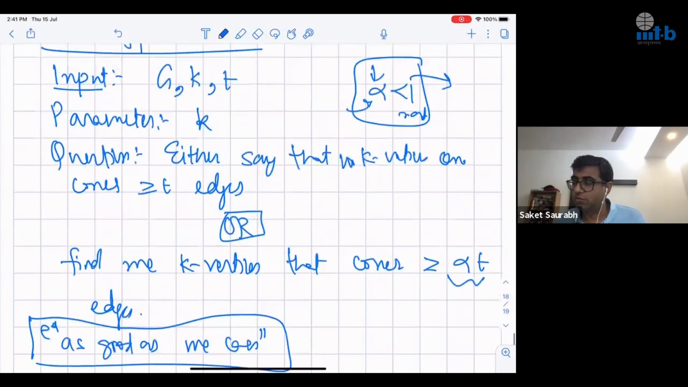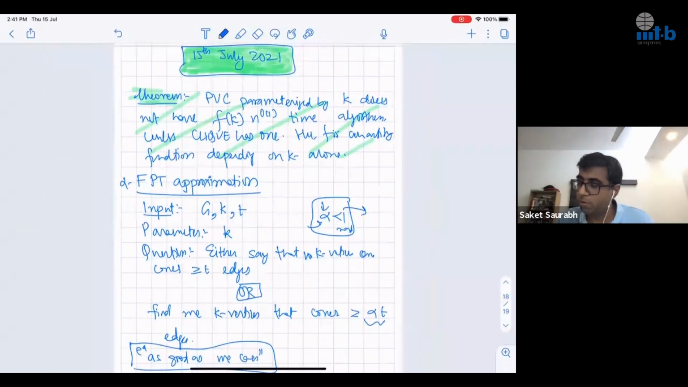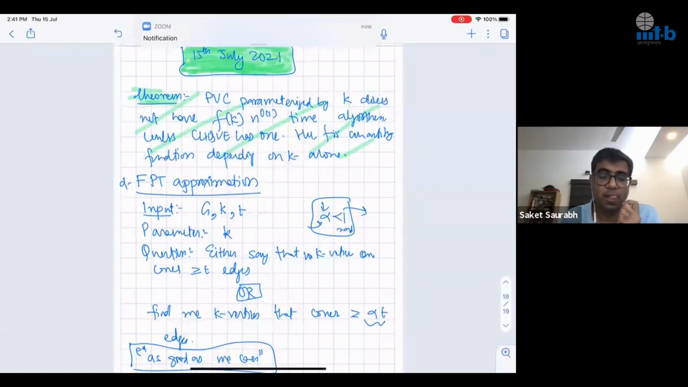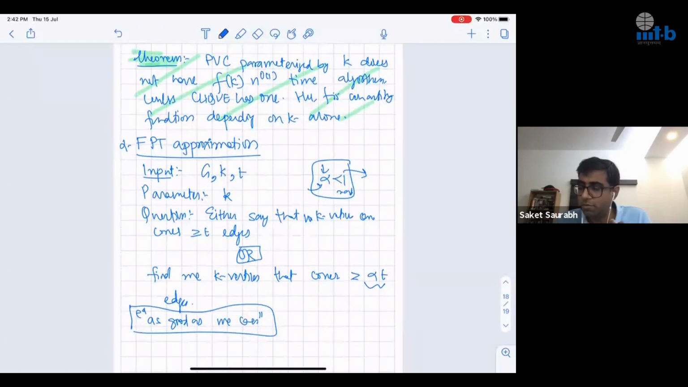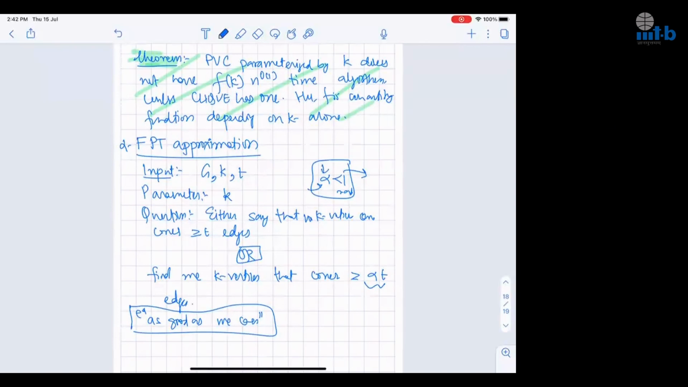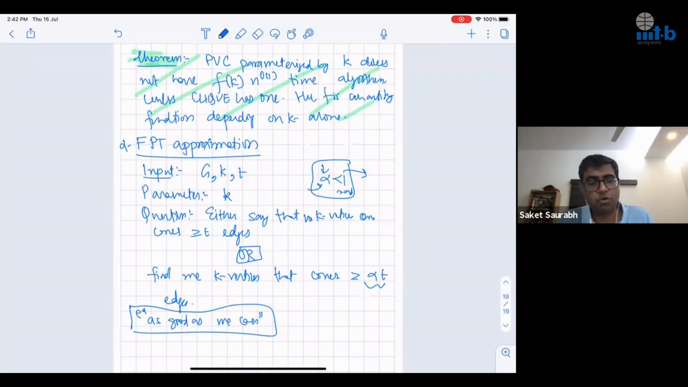But if I ask you, how will you go about designing an FPT approximation for this? What would be the natural heuristic to solve this problem? Do you understand the question? If you were a coder, which vertex will you definitely pick first? If you would like to cover as many edges as possible, what would be a good heuristic?